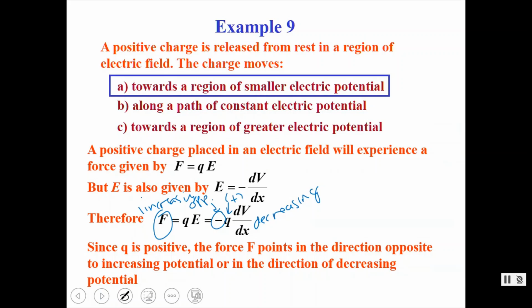So your positive charge is always going to move towards a region of smaller electric potential, naturally, whereas your negative charge would do the opposite. Your positive charge moves in the same direction as the electric field, so it always moves towards lower potential. A negative charge has to do the opposite, because when you put in a negative charge here, you get the opposite relationship. So a negative charge is naturally going to move towards a region of higher potential. So you have to be careful of your signs.